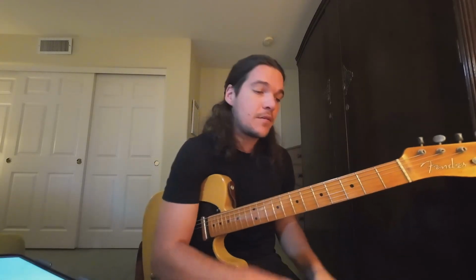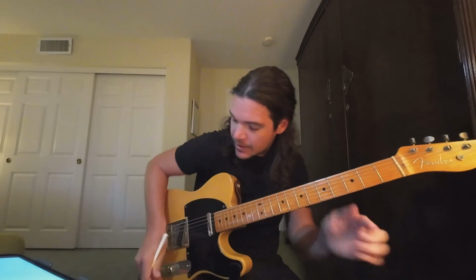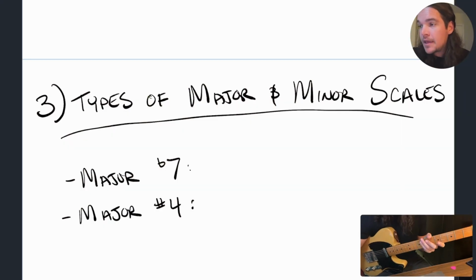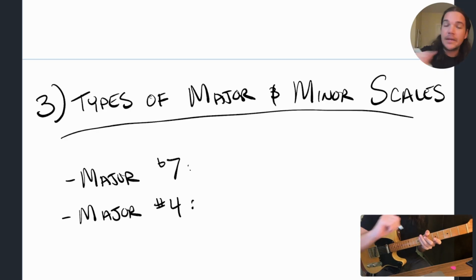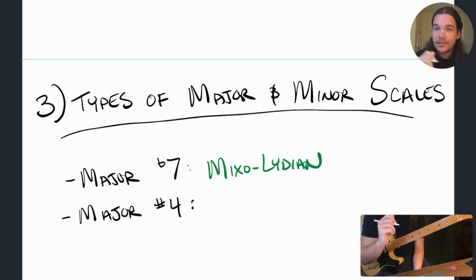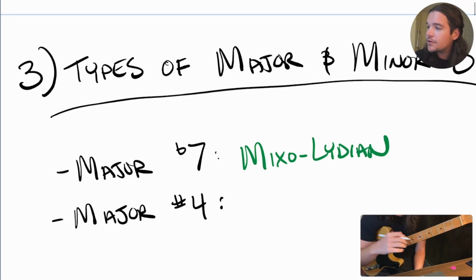It's still a major scale, it's still a major sound, but changing that one note changes the flavor of it, right? So we actually have a new name for this scale that you've probably heard before. The name of a major scale with a flat 7 is called a Mixolydian scale. I'm sure you've heard the name Mixolydian floating around there somewhere.